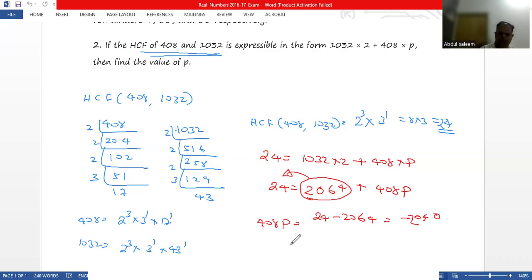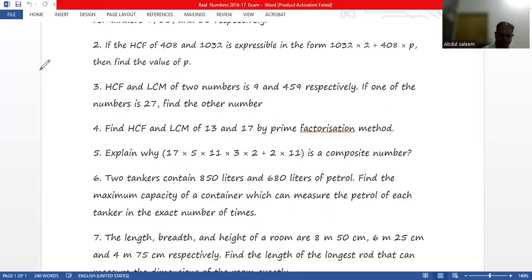So P equals minus 2040 divided by 408. If you divide this value, it is exactly 5 times. 5 into 4 is 20, 5 into 8 is 40, so it is exactly minus 5. The value of P is minus 5. Okay. The next question, third question.